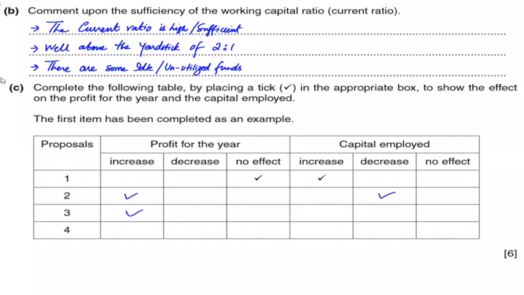If we sell a non-current asset, the entry would be that bank would be debited and non-current assets would be credited. So one asset is going up, that is bank, and one asset is going down, that is non-current asset. So therefore, there would be no effect on capital employed. So the capital employed would be unaffected.